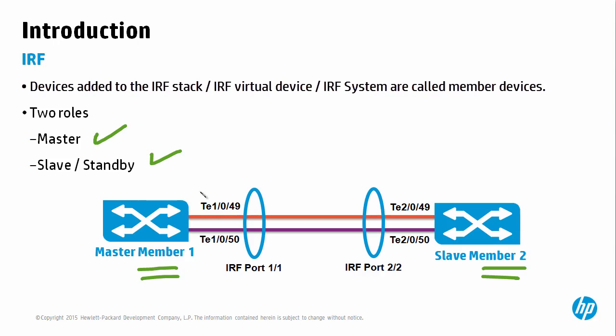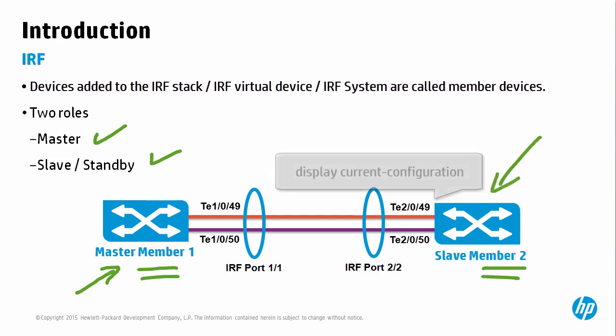In this example, the master device has a member ID of 1, but the master device doesn't necessarily have to be member 1. The master device is once again in control of the IRF system and provides various features, including the control plane, the management plane, and other features. As an example, if you connect to the console of a slave device and use the command display current config, you're viewing the config of the master device, not the slave device.